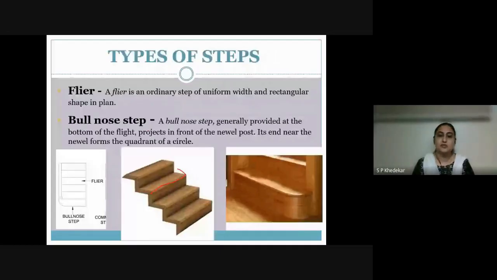Then comes bull nose step. A bull nose step, generally provided at the bottom of the flight, projects in front of the newel post. Its end near the newel forms the quadrant of a circle. So generally this is the newel post, and if you can see over here, this forms a quadrant circle. If you can see from this image, this is called a bull nose step.